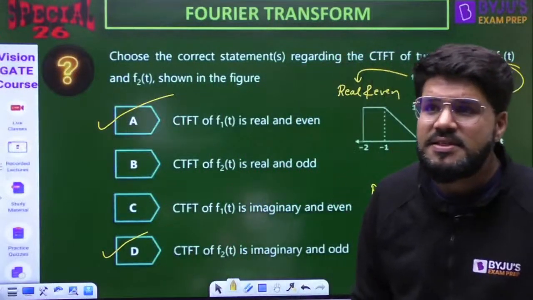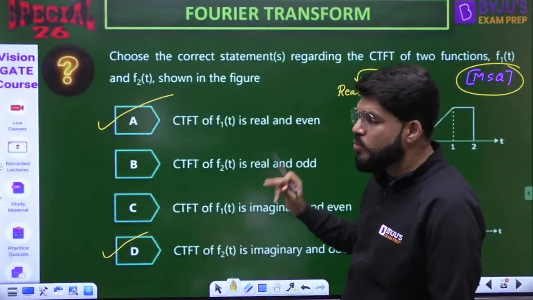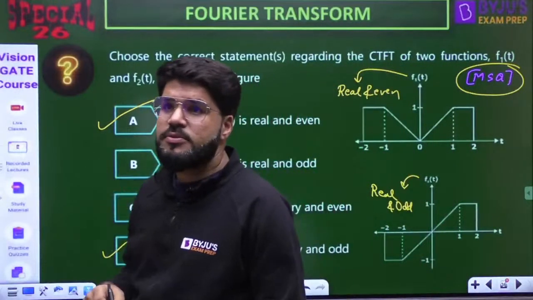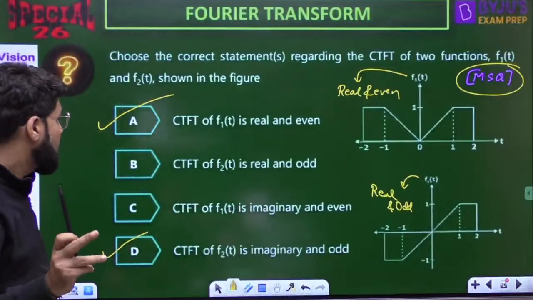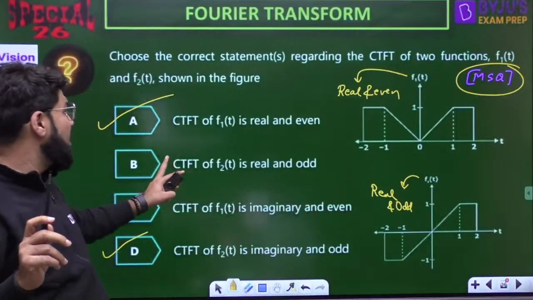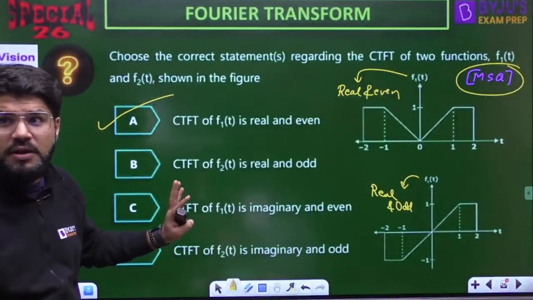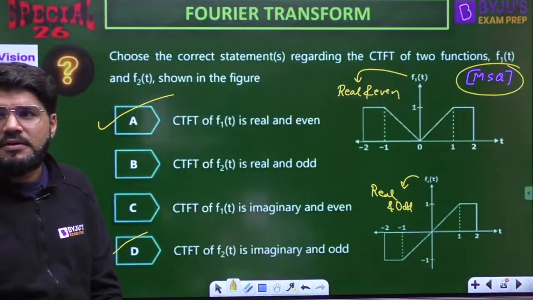Okay, so like this. Okay, like this. You know, what we can say is MSQ questions can also be framed like previous one and this one. A and D, not A and B. No, B. देखो, f2(t) is real and odd. They're asking about CTFT of f2(t). So B is not correct. Some of you are telling B. Be careful. Okay. ठीक है.